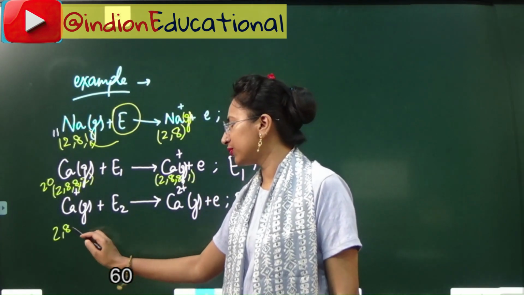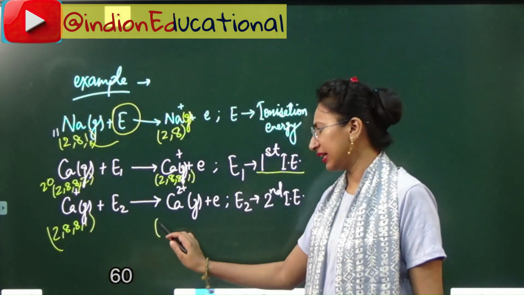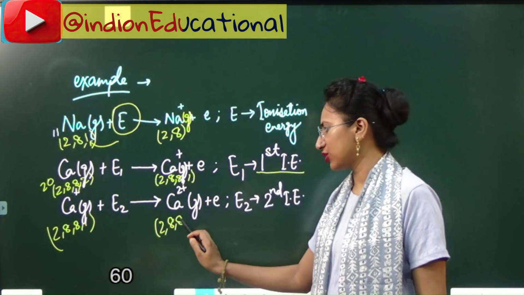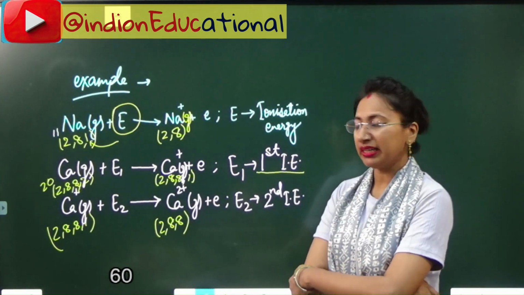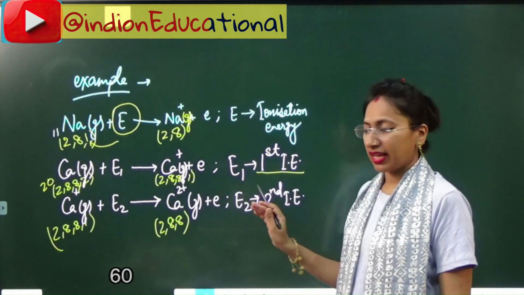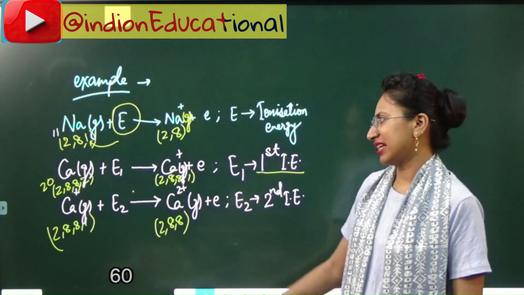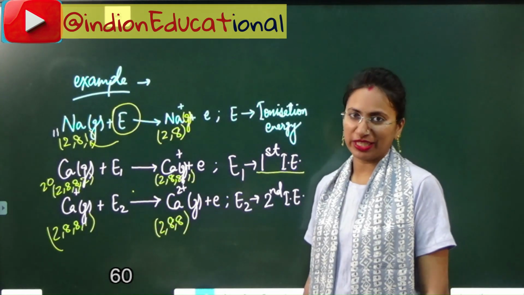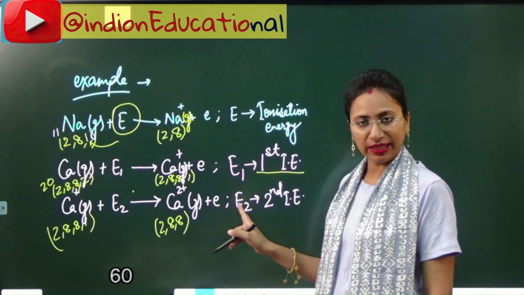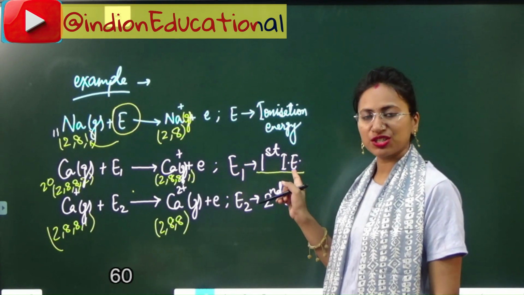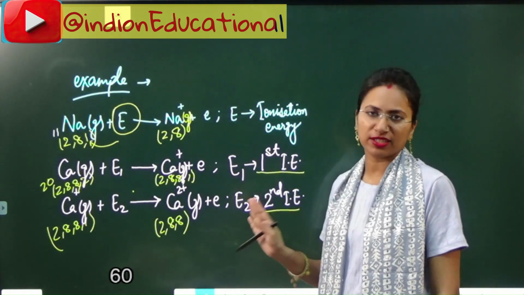Now, we need to remove that electron also so that this Ca+ can attain the nearest noble gas configuration, which is the configuration of argon, 2, 8, 8. Whatever energy is required here is termed E2. One important thing is that E1 and E2 will not be equal. That is why I have denoted them with E1 and E2. E1 is known as first ionization energy, E2 is known as second ionization energy. You can denote them with I1, I2, that is fine.